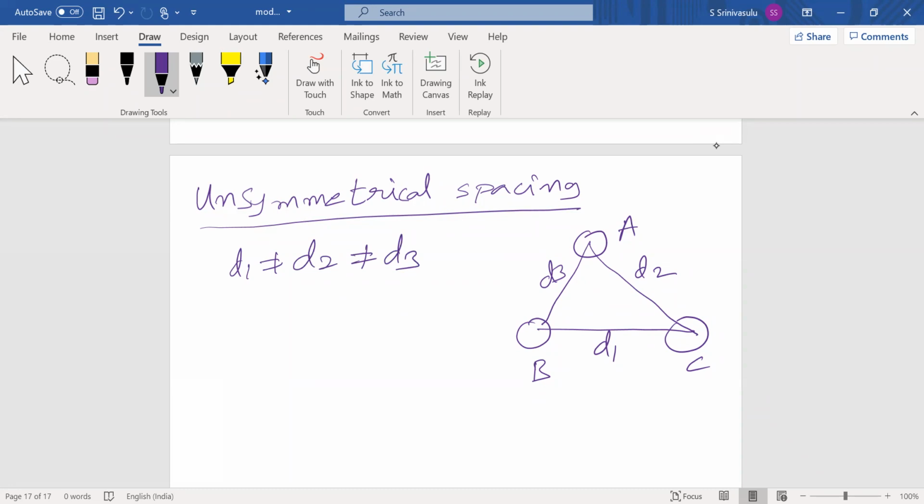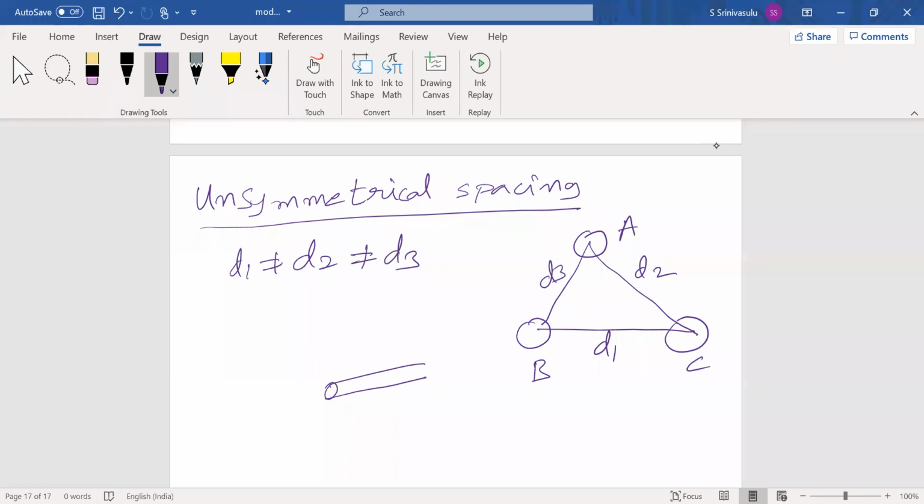Sometimes we see the conductor going in the horizontal like this. At the time what happened? It is also unsymmetrical spacing. Observe, most of the time the conductor may go horizontal, sometimes the conductor is going vertical, like that. At the time symmetrical spacing is not possible. At the time what happened? What is the inductance calculation?